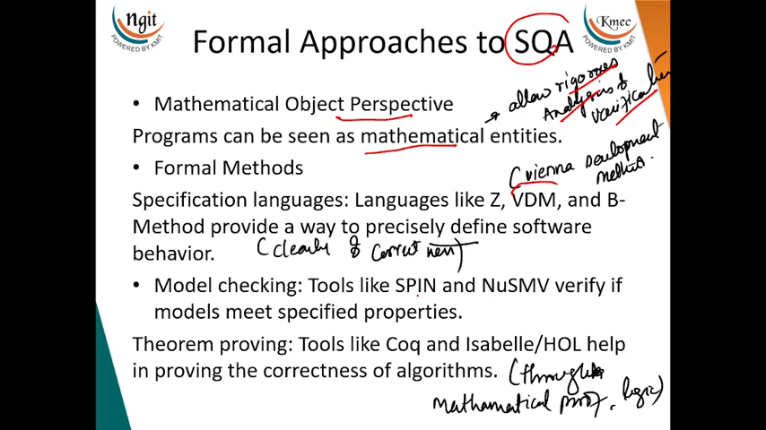Model checking tools like SPIN and NuSMV verify that the model meets specific properties. What are the properties? What are the standards? There are theorem proving tools like Coq and Isabelle that help prove the correctness of algorithms. If there is any mathematics, then what is the proof of it? What is the logical approach? What are the things you have to prove with the help of a theorem? What are the tools? Coq and Isabelle/HOL help to prove the correctness of algorithms that involve mathematics. So that is what is there.